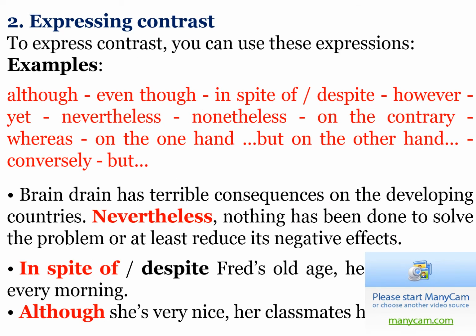Number 2, expressing contrast. To express contrast, you can use these expressions: although, even though, in spite of, despite, however, yet, nevertheless, nonetheless, on the contrary, whereas, on the one hand, but on the other hand, conversely, and but. You can have a look at the examples below.